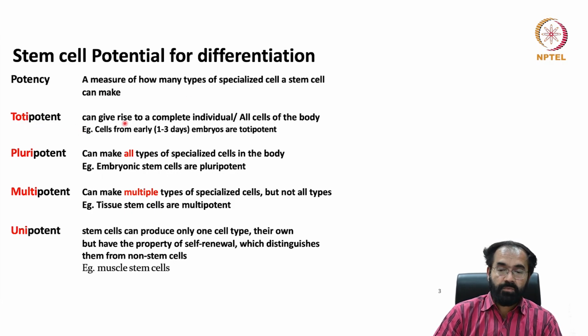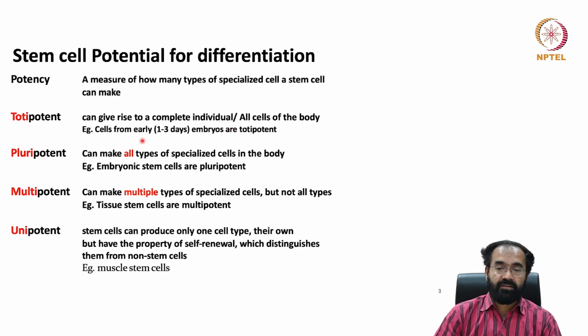Totipotent can give rise to a complete individual, not just the complete list of tissues present in an organism, but a complete individual. Say, for example, you have heart, liver, kidney, muscle, brain, etc. If I take all these tissues and pile them together in a bucket, it won't become an organism, right? Forming an organism is slightly different; that is a congregation of all these tissues giving rise to an organism. So a totipotent cell is capable of doing that.